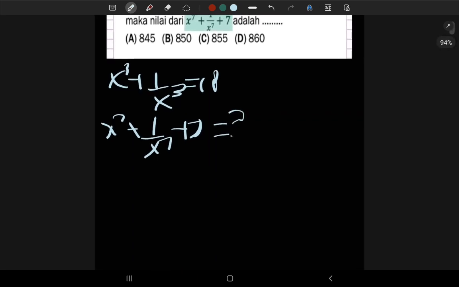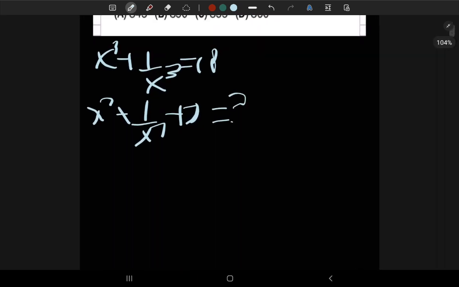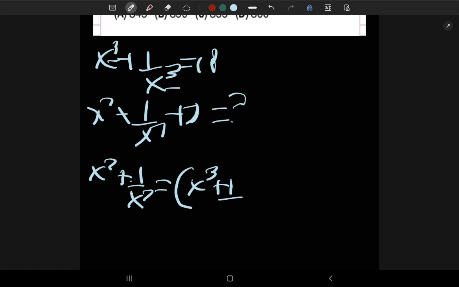What's fascinating about this question is we can actually manipulate the x to the 7 plus 1 over x to the 7. If we use the x cubed plus 1 over x cubed, we can simply factor it as x cubed plus 1 over x cubed times, since 3 plus 4 equals 7, x to the 4 plus 1 over x to the 4. But don't forget, there's also the remainder.